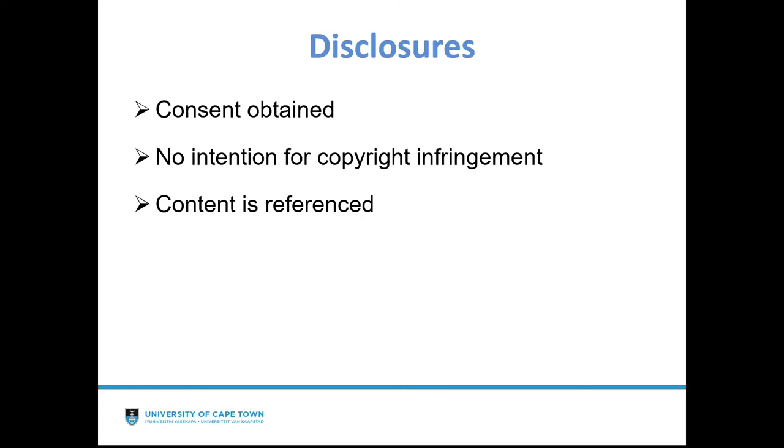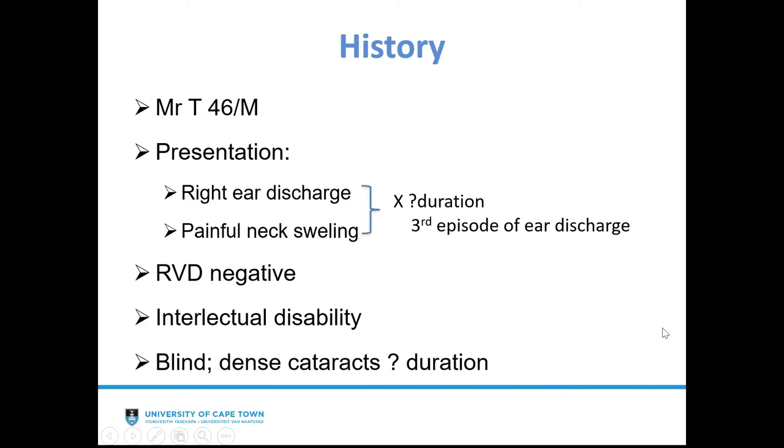So my first patient is Ms. T, who's 46 years of age, who presented with right ear discharge and a painful neck swelling of unknown duration. He was coming from a home-based care facility. Of note, this was his third episode of ear discharge in the past year. On background history, he was HIV negative. He was intellectually disabled. He had a dense cataract. He was also blind for an unknown duration.